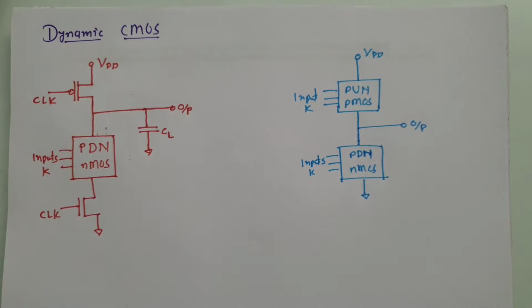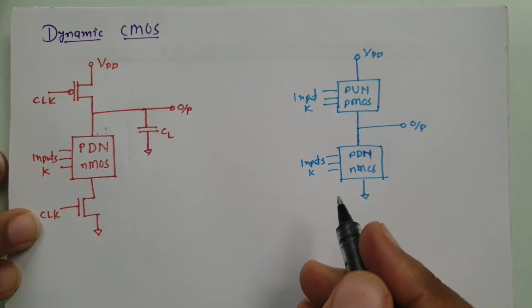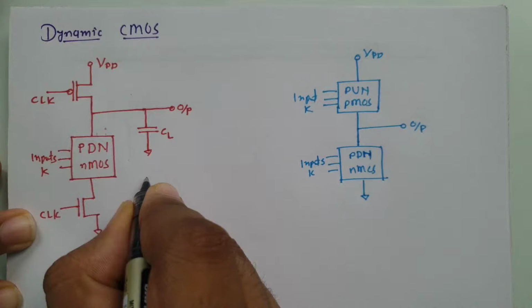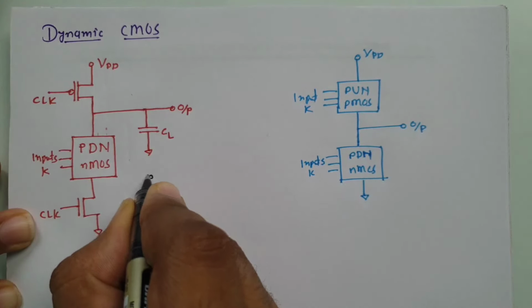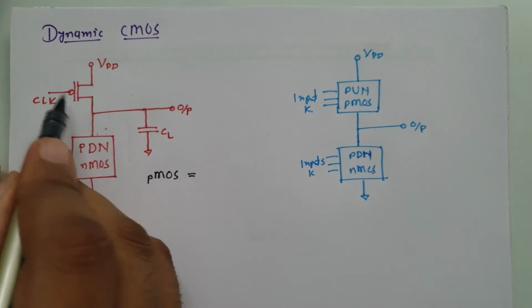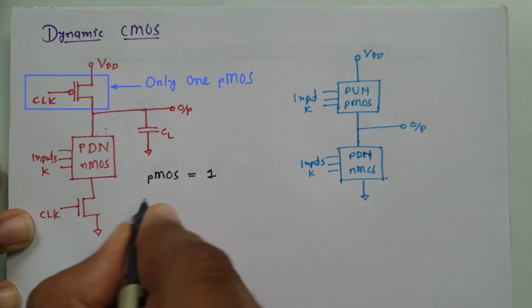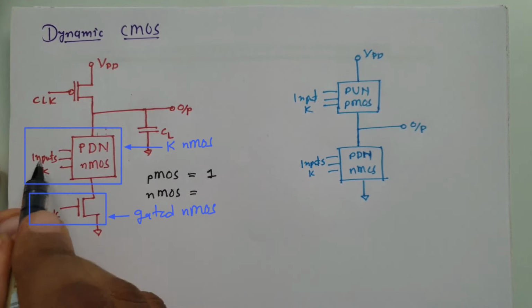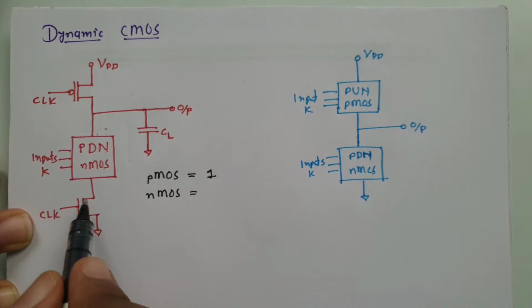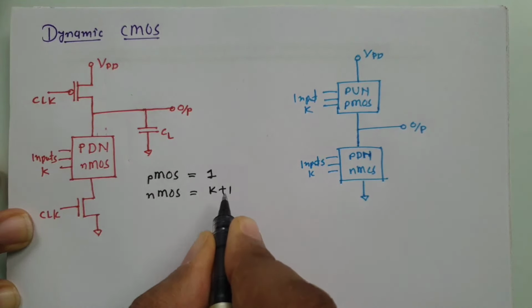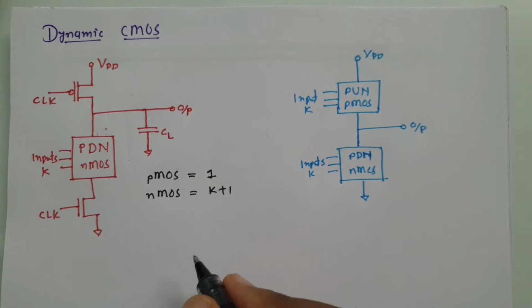Now let us compare these two structures with respect to the number of transistors. In Dynamic CMOS, the total number of PMOS is 1, and the number of NMOS is k input NMOS plus 1 clocked NMOS. So there are k plus 1 NMOS in total.